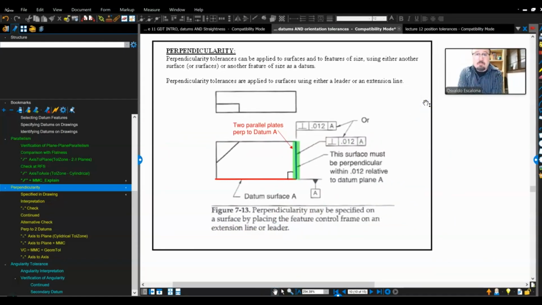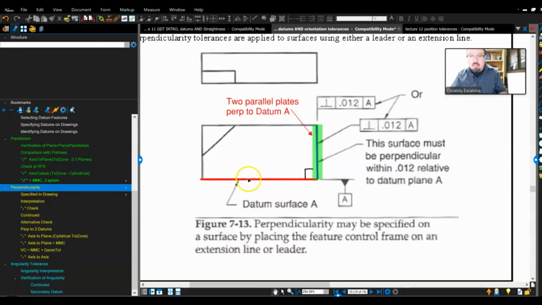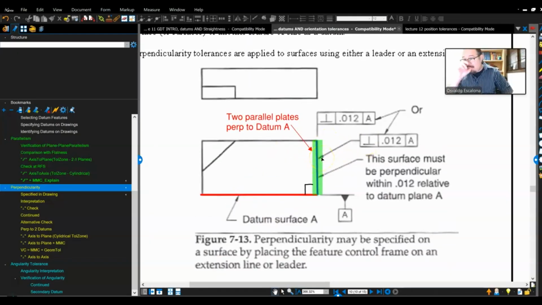Okay, the same way that I control parallelism, where I control one surface parallel to another, so the datum is the bottom surface, or we also did an axis to another axis, we can also control a surface to another surface. So for example, in this case, I am pointing to the surface, so I have a feature of surface, and when I'm controlling a feature of surface, it's really easy. You just say I want that surface being perpendicular to datum A within 12 thousandths. The tolerance zone is just two parallel planes. And my part form needs to live within 12 thousandths of an inch.